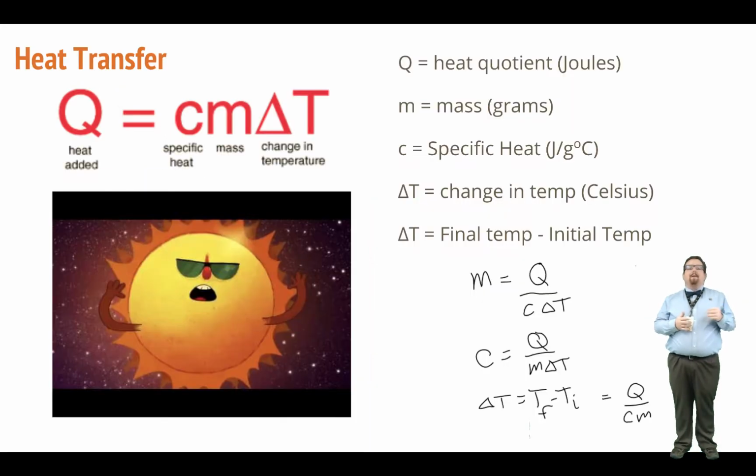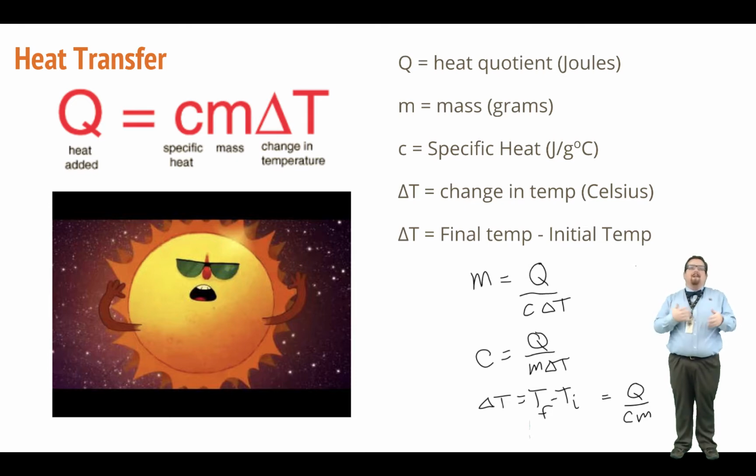The equation for thermal energy is Q equals mc delta T. Q is the heat quotient, or the amount of thermal energy that gets transferred. M is the mass measured in grams. C is the specific heat, which you'll always be given. That's how much energy it takes to warm up 1 gram of a substance by 1 degree Celsius. And finally, delta T is the change in temperature, which you can find by subtracting final temperature minus initial temperature.